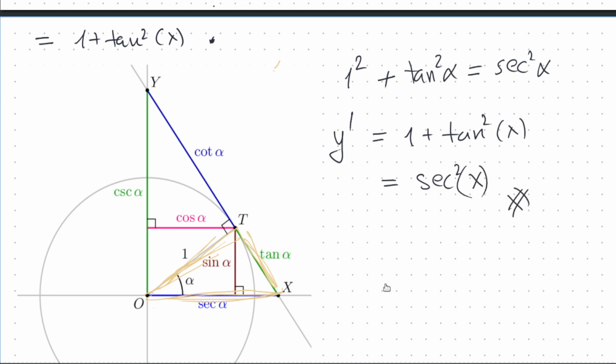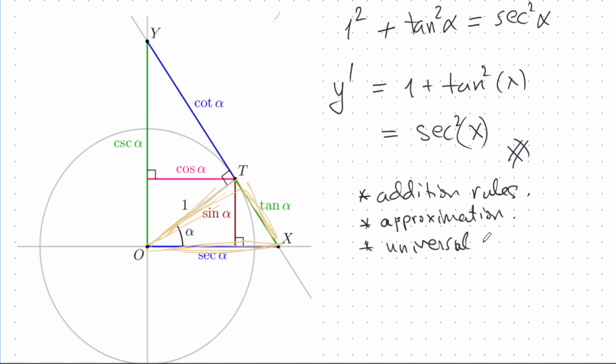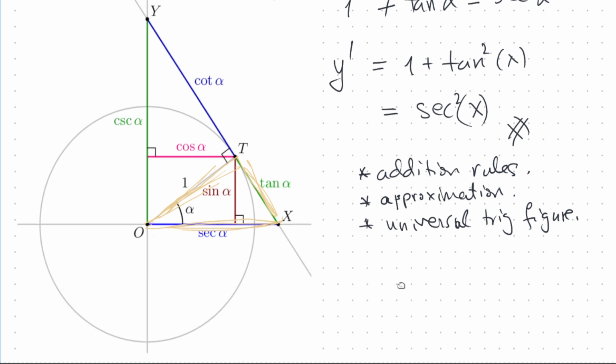I really like the tools that we used for this. Just to remind you, the tools were the addition rules, which are very handy, and then we used that beautiful approximation, the small angle approximation, and then we used the universal trig figure or diagram. It's very, very beautiful computations. It's much more beautiful when you take the time to do all of the reasoning carefully, as we have done it here.